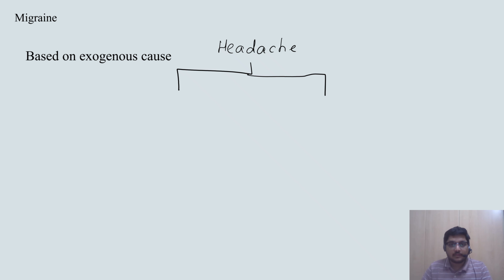If there is absence of any exogenous cause, we call it primary headache. And if a headache has very well defined presence of any exogenous cause, then we call it secondary headache. How is it pharmacologically relevant? Because for secondary headaches, usually we look after treating the cause. Treat the cause.